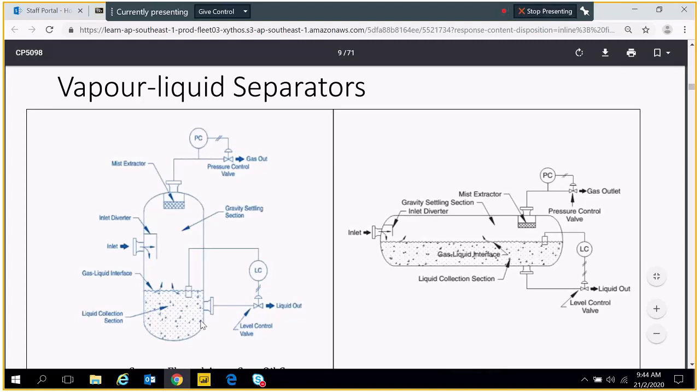And you just have to visualize this picture here for the vapor liquid separator. What is the purpose of the inlet diverter? I already explained the purpose here. You can find the explanation in your notes. What is the use of the gravity settling section? What's the use of the liquid collection section? And when do you use a vertical and a horizontal separator?